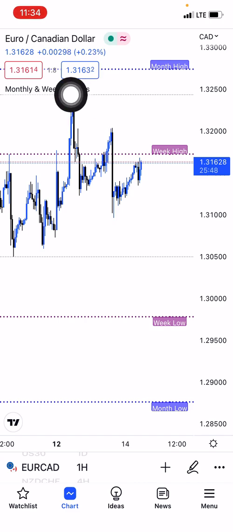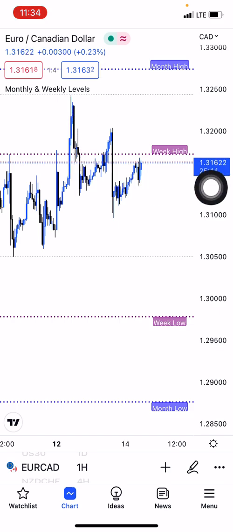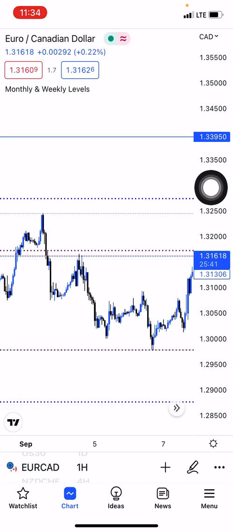When you take your trade, just make sure your stop loss is tight. In most cases, price is just going to respect and calm down. Do you understand me, guys? I hope you're with me.